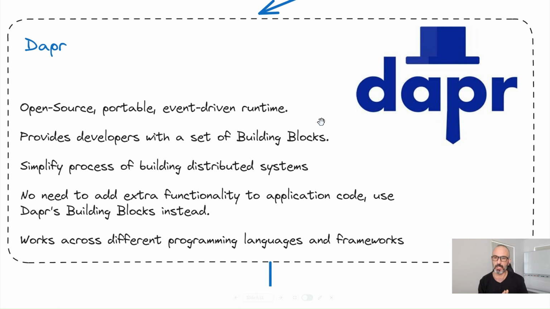So Dapr would take care of that extra functionality, provided to you through what Dapr calls building blocks. And the beautiful thing about Dapr is that it works with different programming languages and different frameworks. So you could have a container app running using Python, and another one using JavaScript, C#, .NET, or whatever other programming language or framework you use. Dapr would still take care of that.